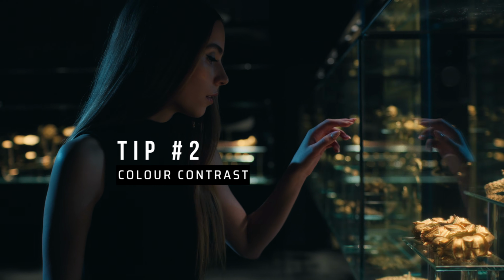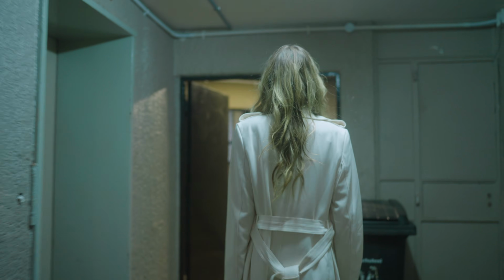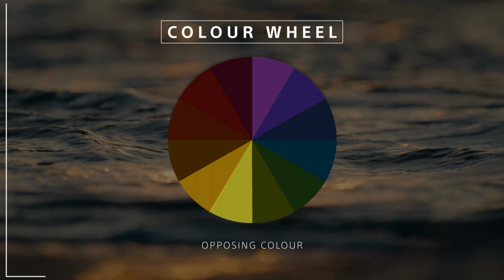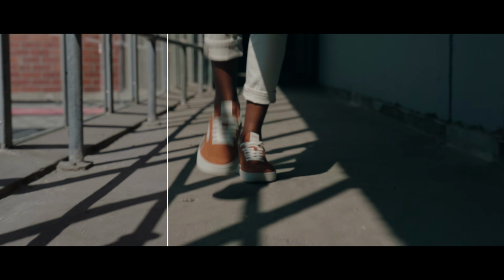Next, we've got color contrast. One of the best ways to add more depth to your scenes is to make use of opposing colors. On the color wheel, it's pretty easy to spot, so the goal is to combine these opposites in the same scene. This can be done with lighting, grading, and styling.